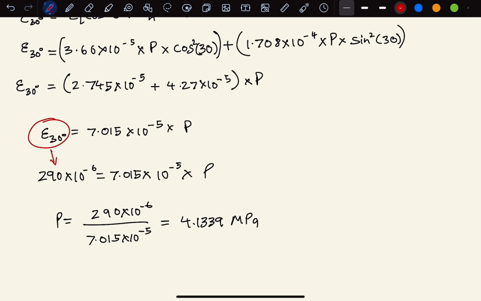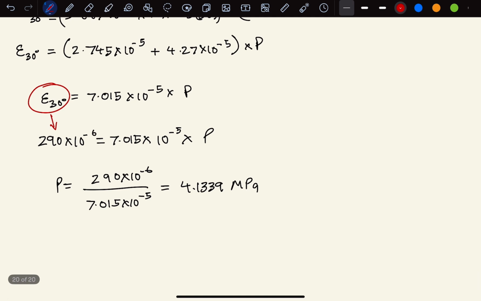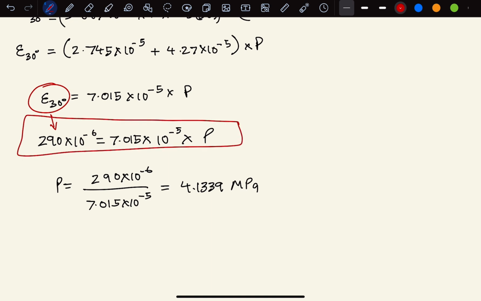We already know the strain value, as I told earlier. Now when we substitute that value, 290 times 10 raised to minus 6, we get this as the ultimate equation, and we can determine the pressure. P is equal to 290 times 10 raised to minus 6 divided by 7.015 times 10 raised to minus 5, and we get the unknown pressure as 4.1339 megapascal, and that is the answer for this question.